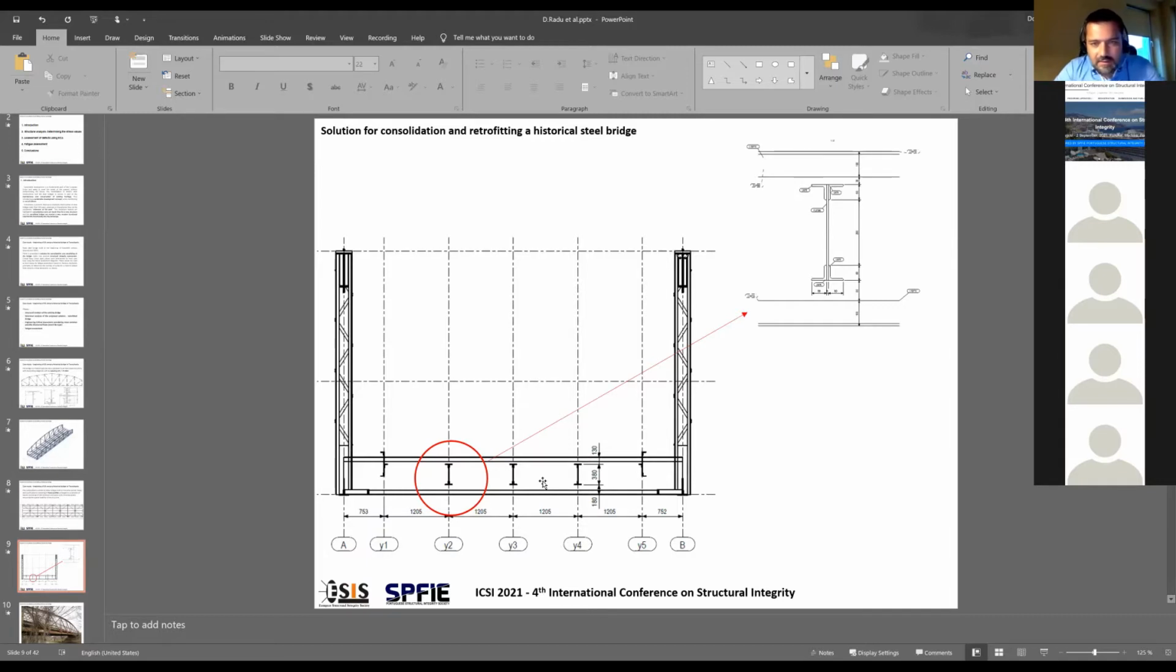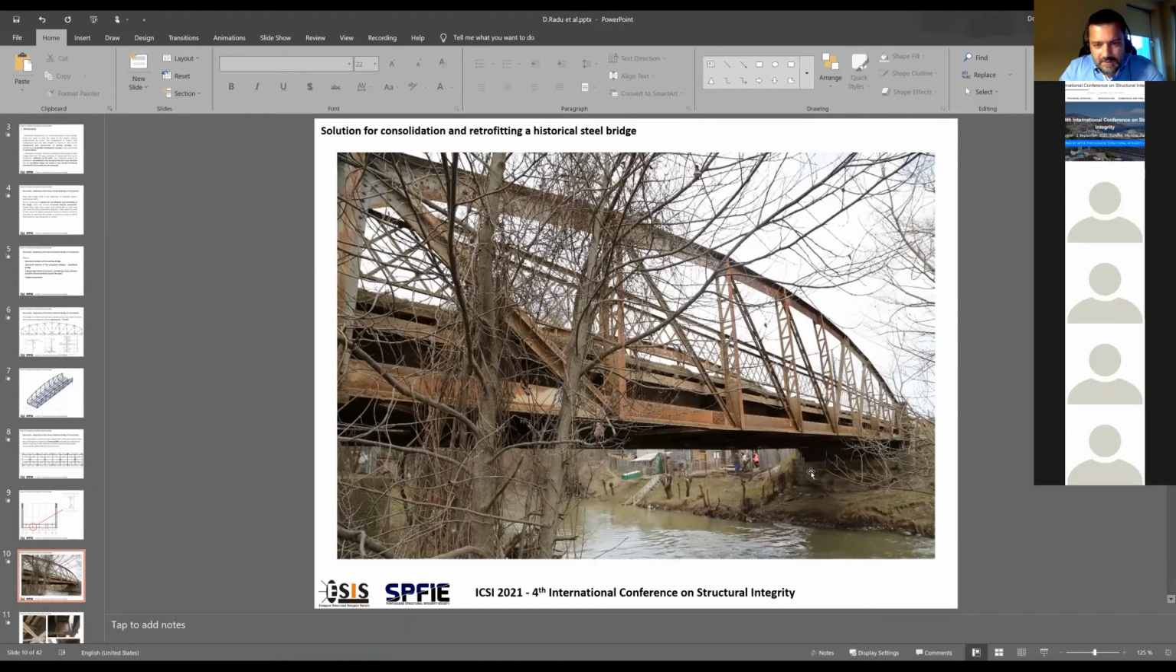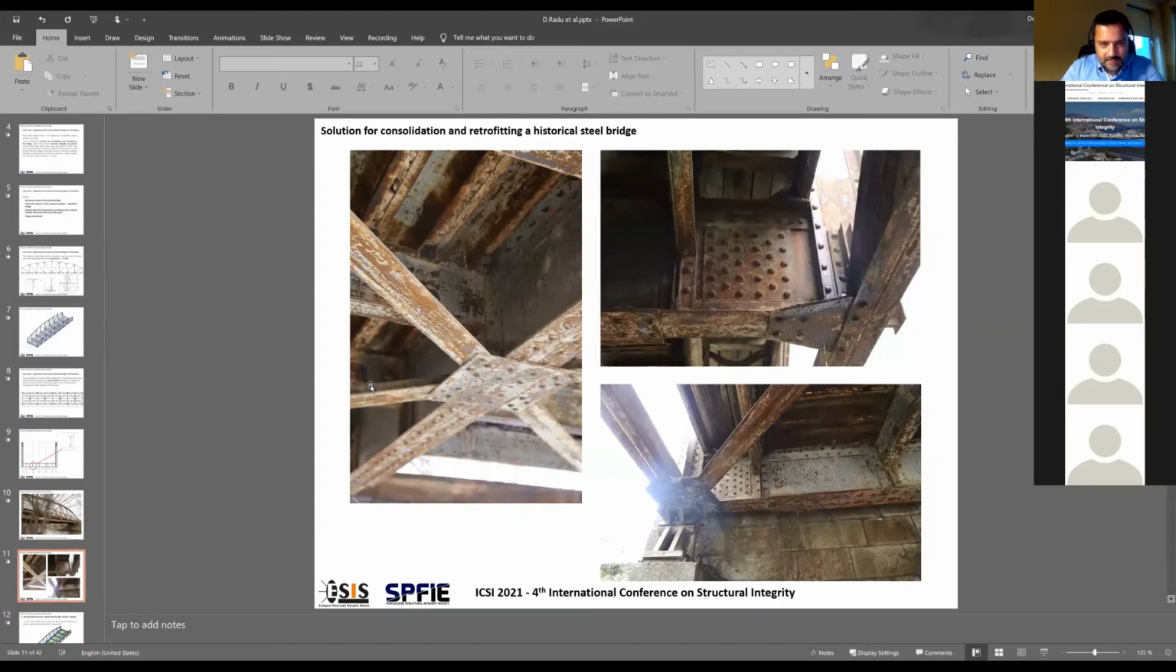Some details regarding the existing structure: 600 millimeters transversal beam, composed type 1, and longitudinal beam of 320 millimeters high. An image of the steel bridge. As we can see, there is a corrosion, but not so much. So it will be very easily. It can be done by sandblasting and, of course, by painting.